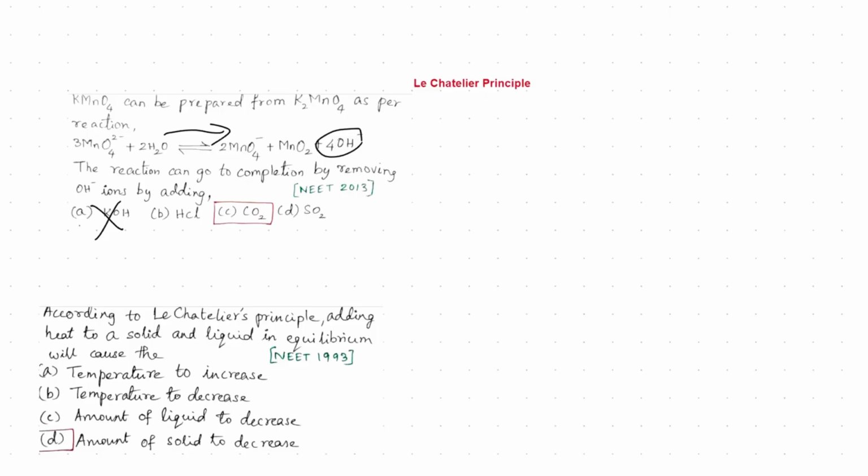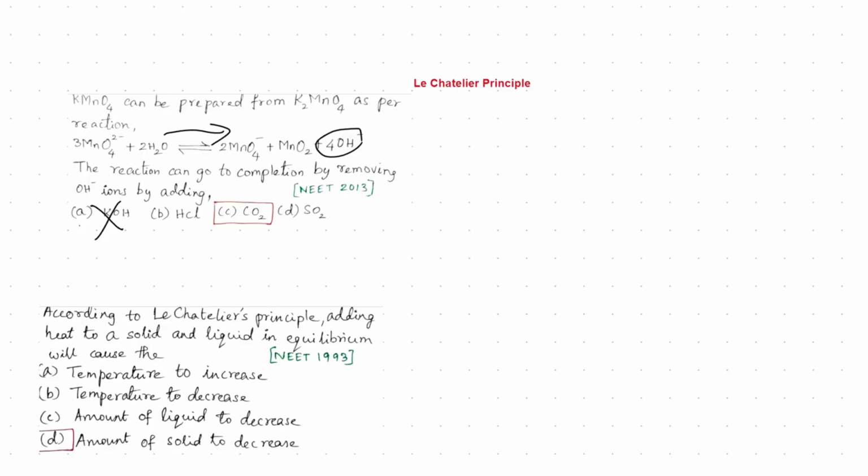Out of the 3 options, all 3 are acids. Okay. But HCl and SO2 are also reducing agents. The given reaction is an oxidation reaction. So we have to add an acid which will only remove the OH minus ions without affecting the reaction. Okay. So you cannot add reducing agents to an oxidation reaction.